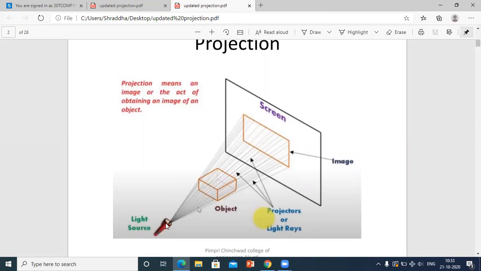Now, when this light source is on, it will emit the light rays, and as soon as they hit the particular object, the rays will pass through that object and will draw an image on the screen of that respective object. So, this is a very good example, which we all know, the example of a projector in a theater or in a cinema hall.